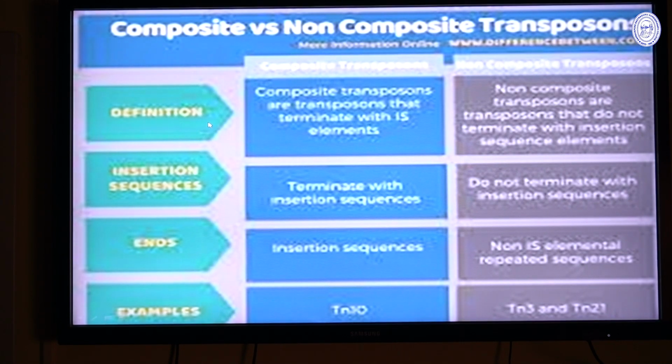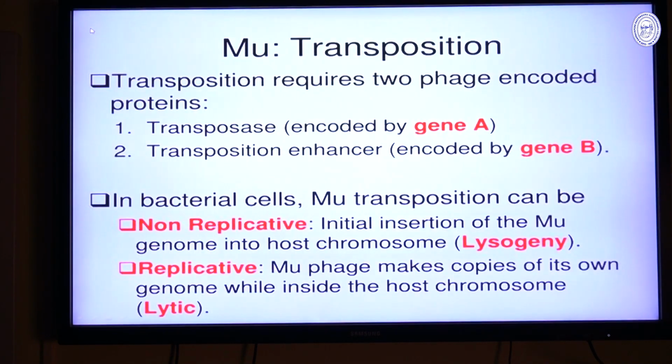So you have known composite transposons are transposons that terminate with the IS elements. Non-composite ones do not have IS elements. These have the insertion sequence. They do not have insertion sequence. And you can take the examples. Tn10 is one of the examples of a composite transposon, whereas Tn3 and Tn21 are examples of a non-composite one.